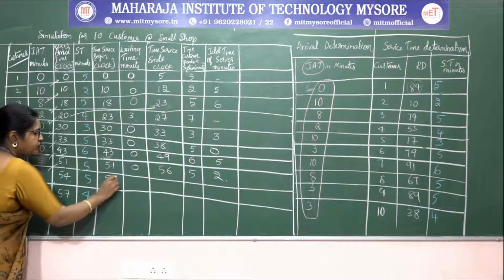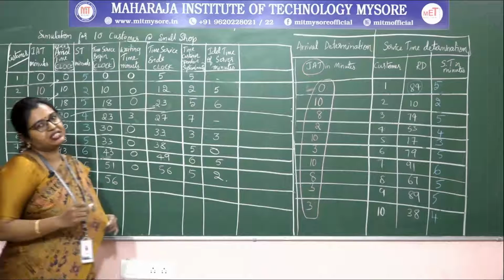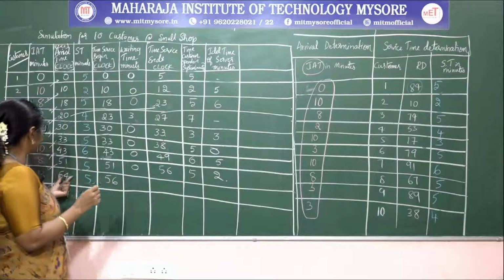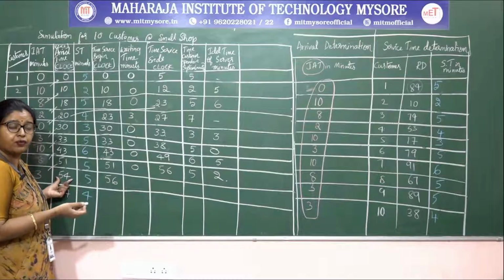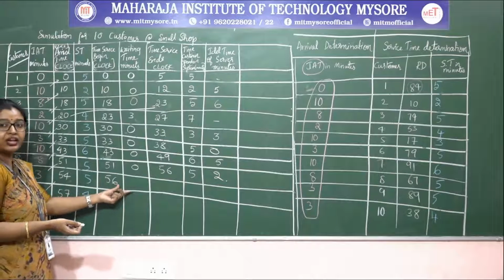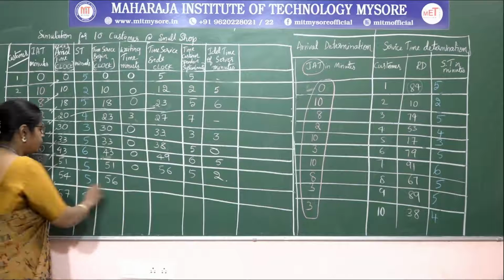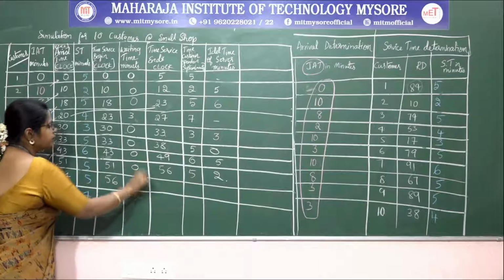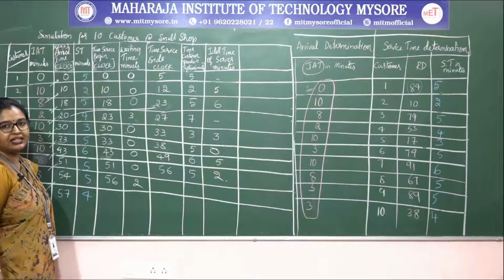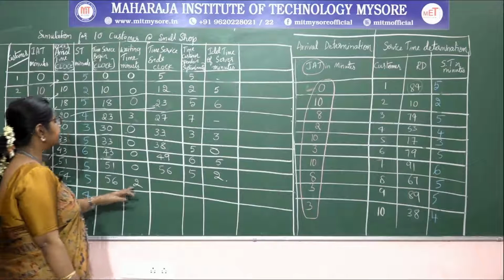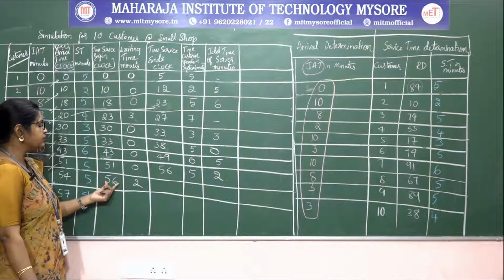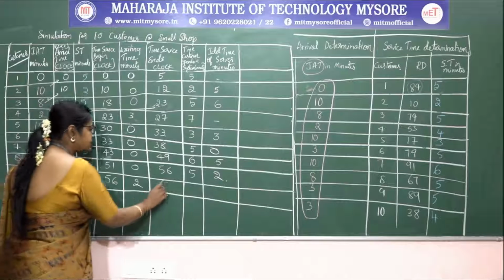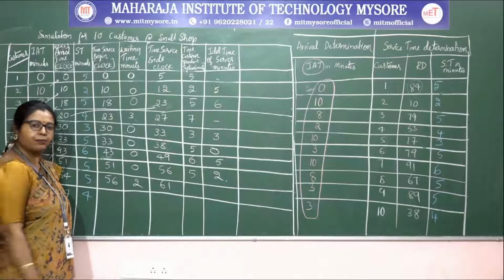So here, at the 56th minute, only the service will start. If it starts at the 56th minute, and this customer arrived at the 54th minute, he has to wait in the queue. So how much time? 56 minus 54, that is nothing but 2 minutes he needs to wait in the queue. After that, the service begins at the 56th minute, he will take the service of 5 minutes, which means the service will complete at the 61st minute.